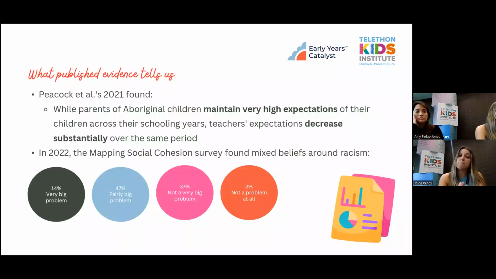So an example of how these mental models manifest in Australia is given by a recent study, which found that while parents of Aboriginal children maintain very high expectations of their children across their schooling years, teachers' expectations decrease substantially over the same period. So this reflects lowered expectations about Aboriginal and Torres Strait Islander children, which is really significant given the influence that expectations can have on children's aspirations. As reflected in our consultations, these deficit models can sometimes lead to internalised stigma, where one might believe that if that's what they think of me, then that's what I'll be or do. So further from this, in the 2022 Mapping Social Cohesion Survey, they found mixed beliefs around racism.